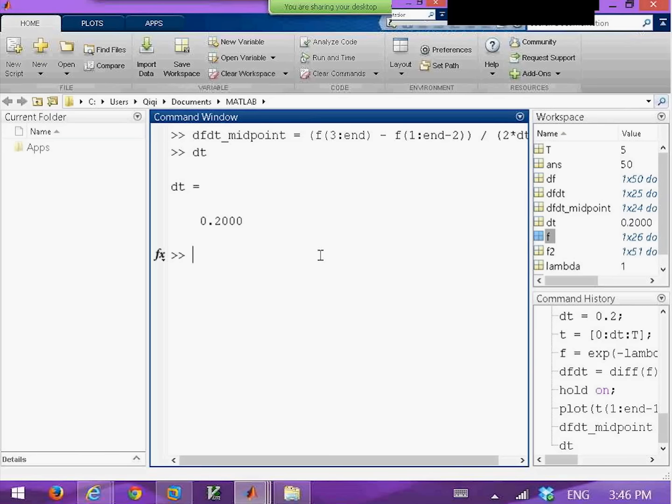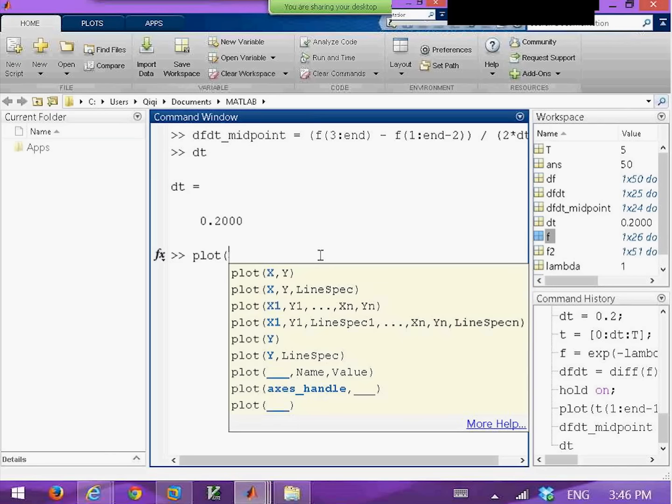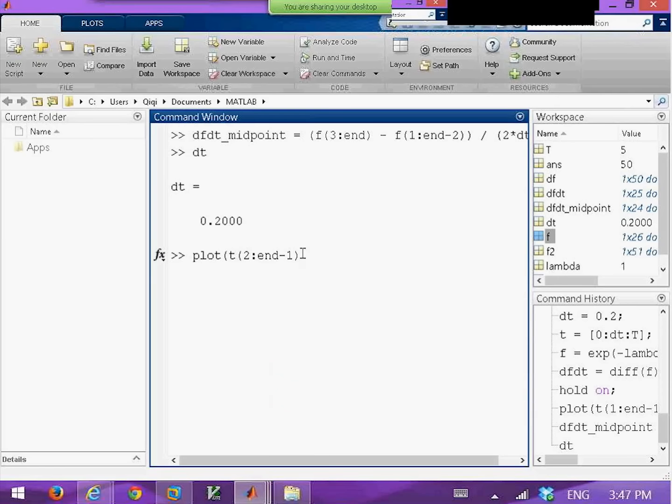It doesn't matter. So when I plot it, I should be plotting it against the t going from 2 to n minus 1, right? Because this is now my t. 2 to n minus 1 is my t. 3 to n is my t plus delta t. 1 to n minus 2 is my t minus delta t. So this is my t. I'm going to plot this against the f dt midpoint.